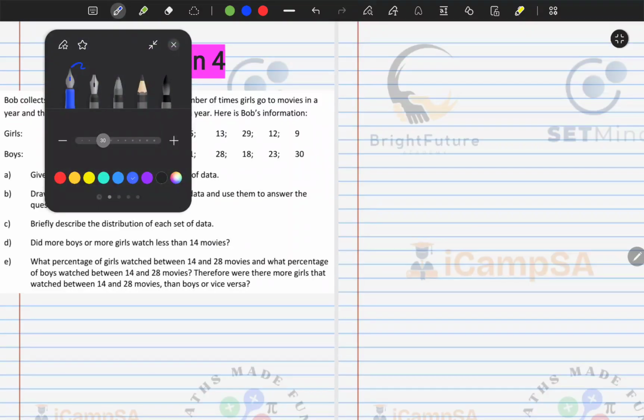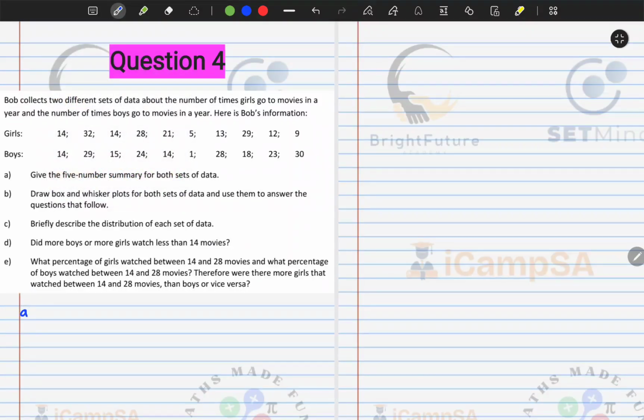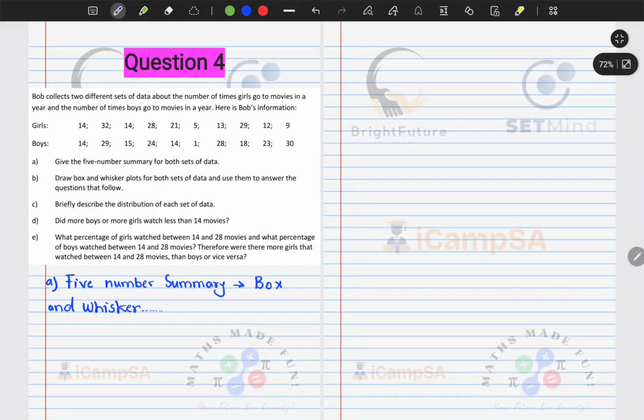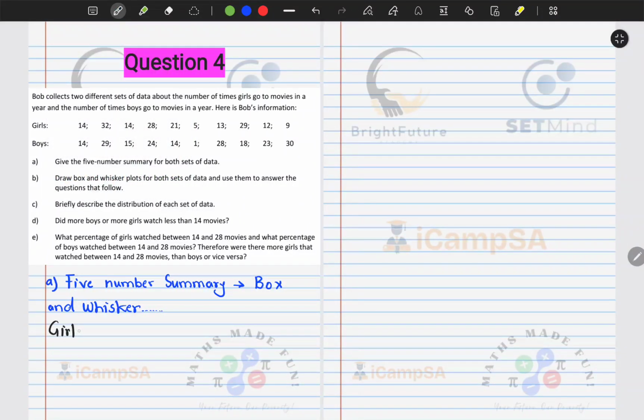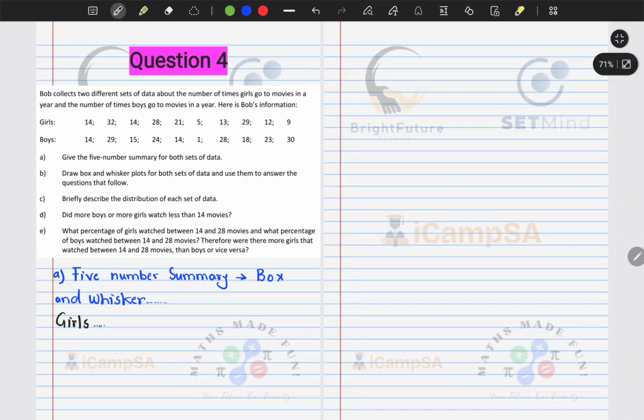So when they say 5-number summary, guys, once they say 5-number summary, all they are saying is that you need to draw your box and whisker. Essentially what we've been doing. Okay, so let's start with girls. Ladies first. So what I'm going to do is to quickly rearrange that data first.